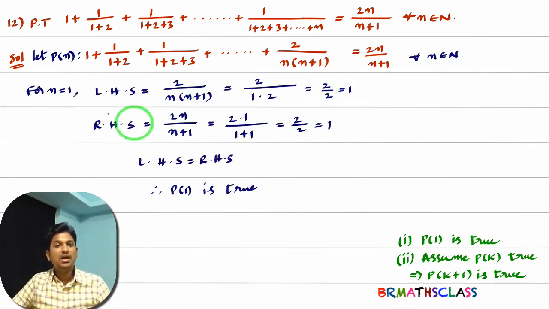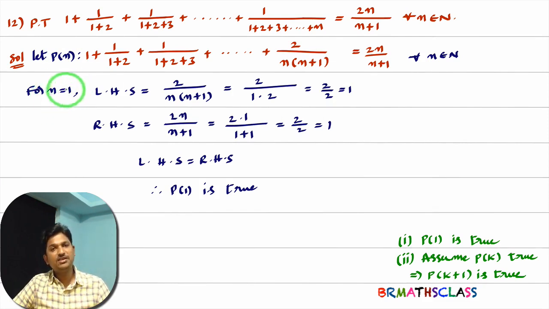You see here, in place of n, you take 1 because we are trying to prove P of 1 is true. How to prove P of 1 is true? In the statement, first you take nth term of LHS. This is nth term in LHS. You take this. In this, wherever n is there you put 1. 2 divided by 1 into 1 plus 1 is 2. So this is nothing but 2 by 2, that is 1. Okay. So LHS is 1.